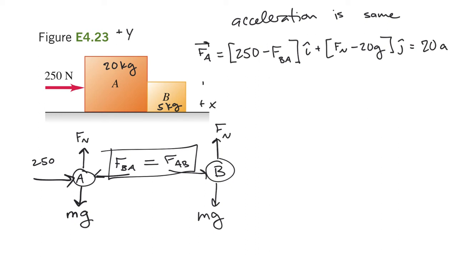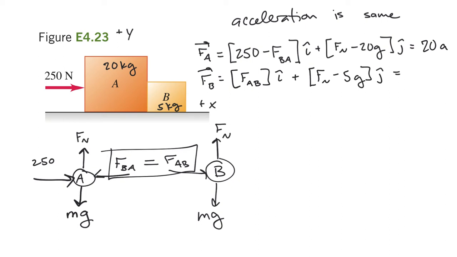Now the force on B, we've got a free body diagram for that as well. In the X direction, the only force you have on B is the force of A on B, F_AB. And it's in the positive direction, i hat. Then for your other direction, for your Y direction, you've got Fn minus 5g, j hat.